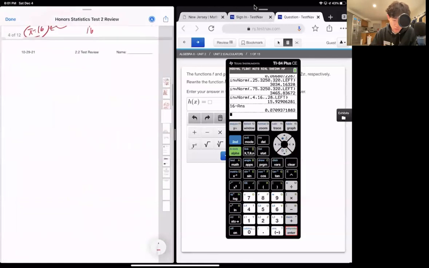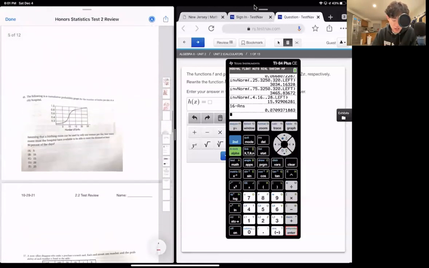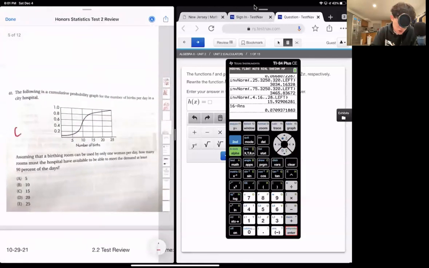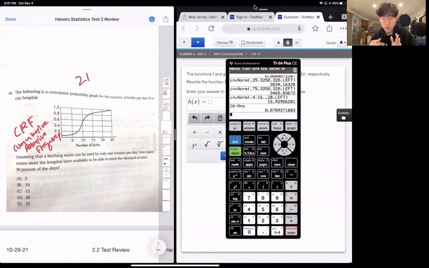Okay. The fourth page, I just completely disregarded that. And so now we're moving on to this. This is a cumulative relative frequency graph. This is what we did back in chapter 2.1. Very long time ago, I know.